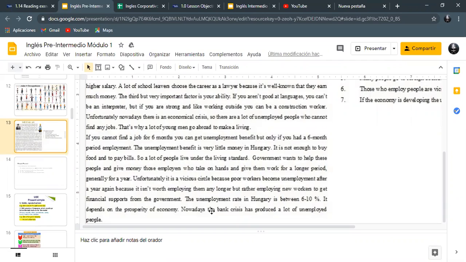The unemployment rate in Hungary is between 6 to 10%. It depends on the prosperity of economy. Nowadays, the bank crisis.